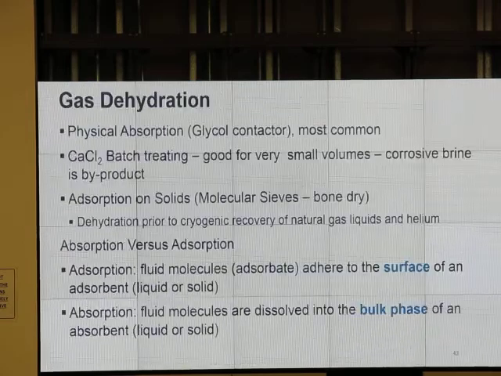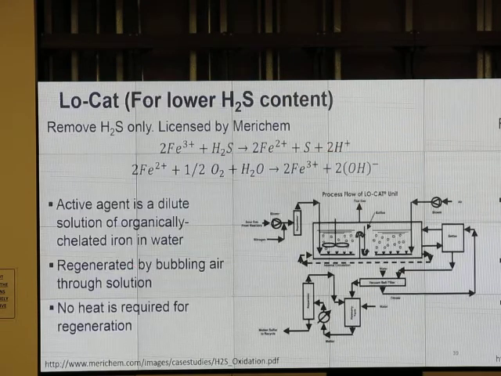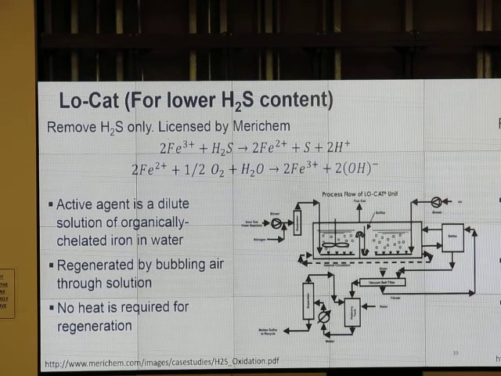Okay, that's the Claus process for the case where we have high concentration, H2S is more than 50% of the stream. What if we have low content? We use another process called LO-CAT. LO-CAT is a process licensed by an American company. It has reaction with iron, and eventually we get elemental sulfur. So it's a different kind of reaction.